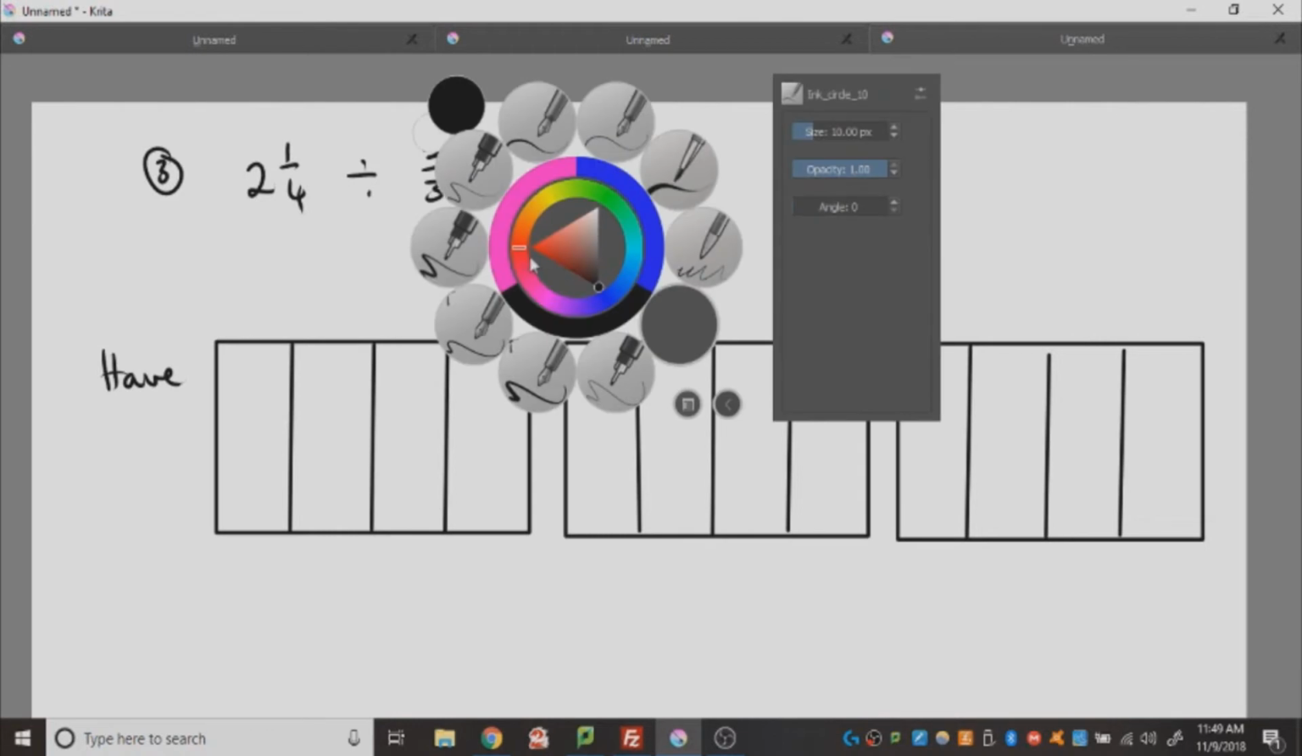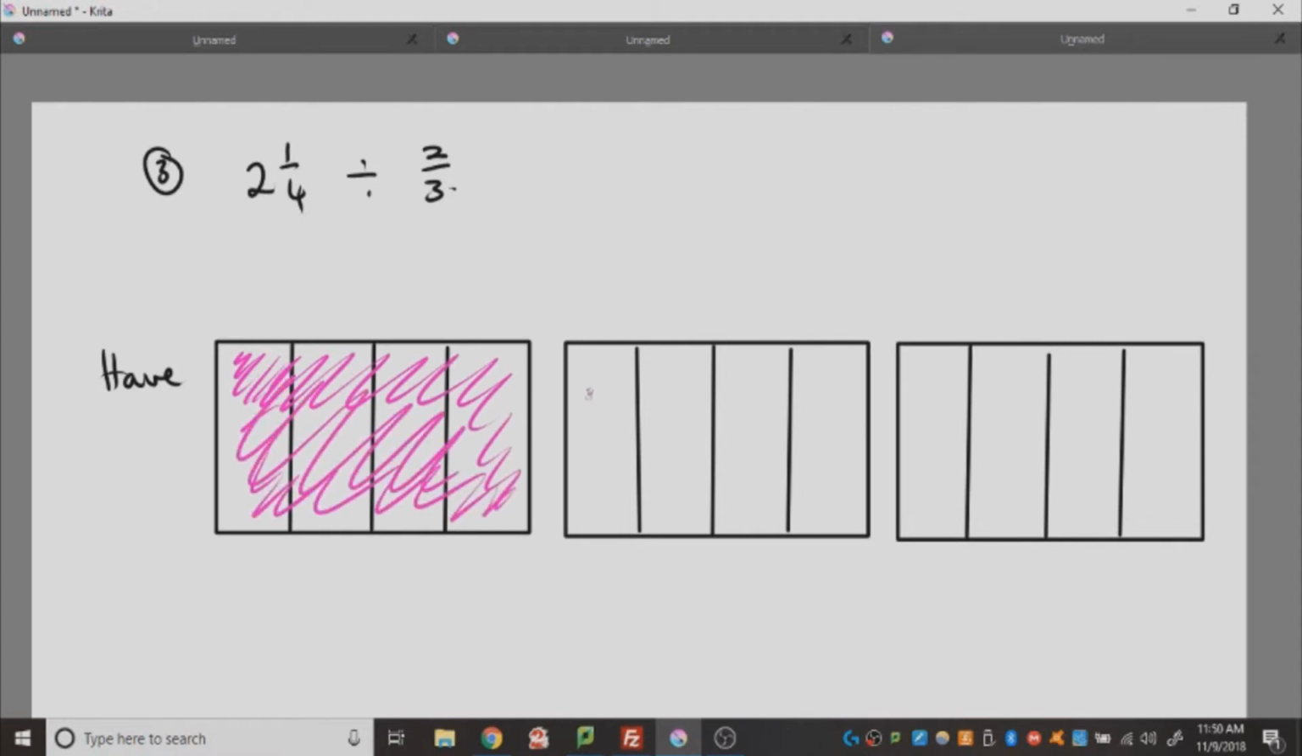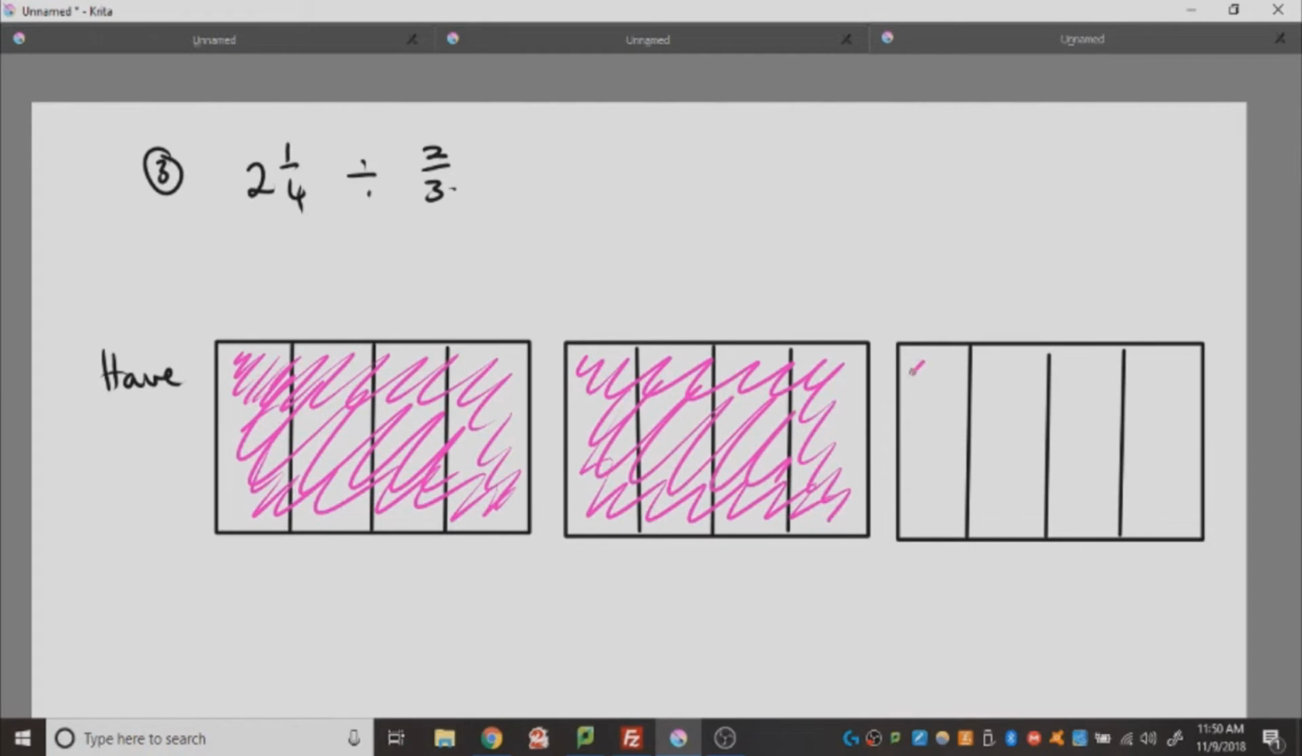I color in what I have. This is the amount that I'm writing. You can add to it, you can take away from it, as long as it still makes sense to the general reader. 2 whole loaves and 1/4 of a loaf.